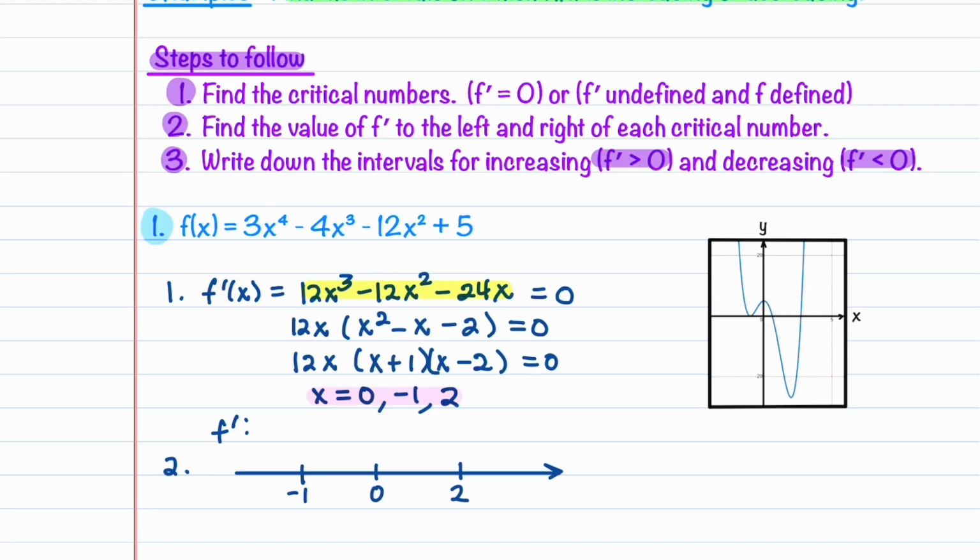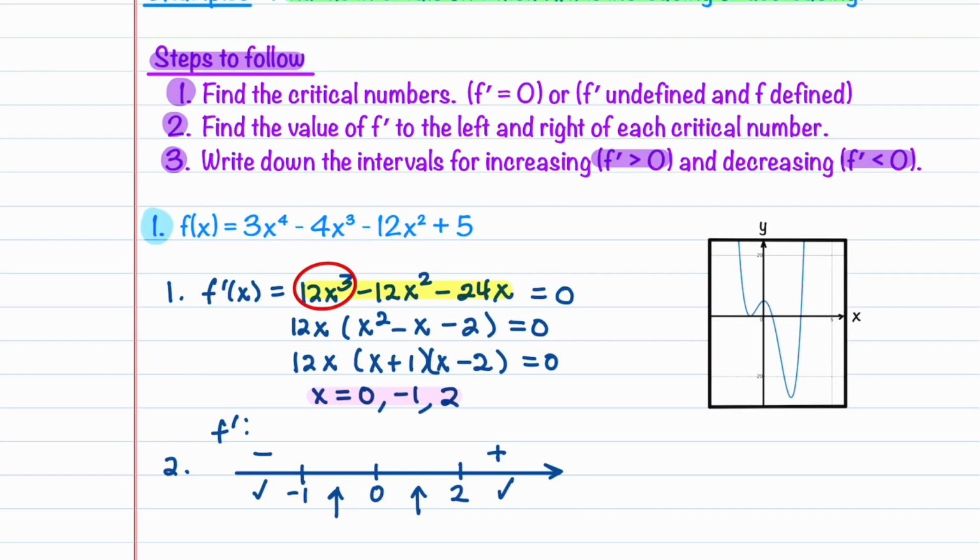When you're working with a polynomial, the region to the left and the region to the right of all the critical points is determined by the leading term of f prime. The leading term has an x cubed in it, so it is going to be negative when x is negative, and it's going to be positive when x is positive. That just makes it a little bit easier. Now what we have to do is look at values between -1 and 0, and then between 0 and 2.